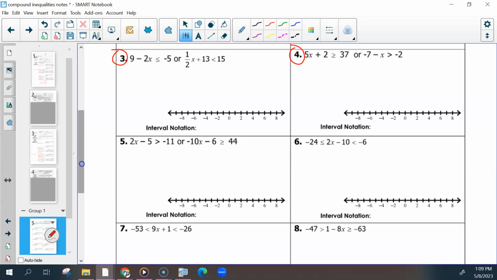Okay, so let's start at 3. We know this is an OR because it says OR, so it means you're solving them separately. What would we do first here? Subtract 9. And you could do that or add 2x, whichever one you want. Divide both sides, and what's going to happen to the sign? It's going to switch. That's a negative.